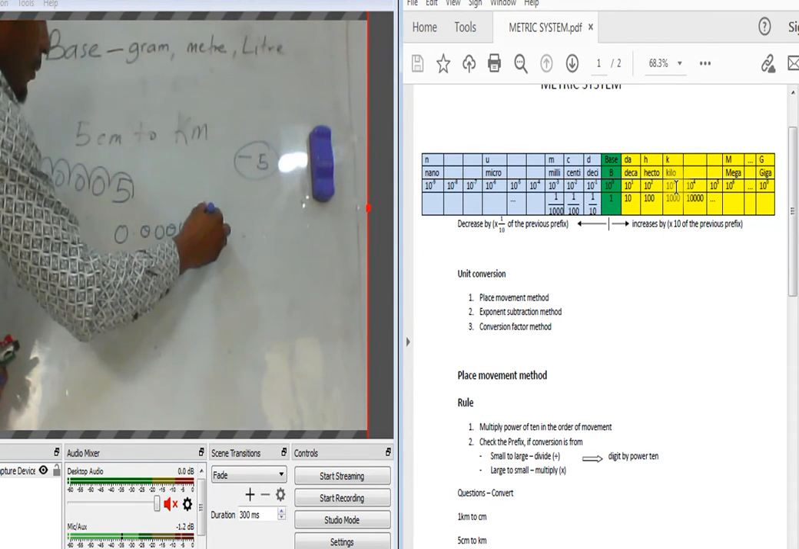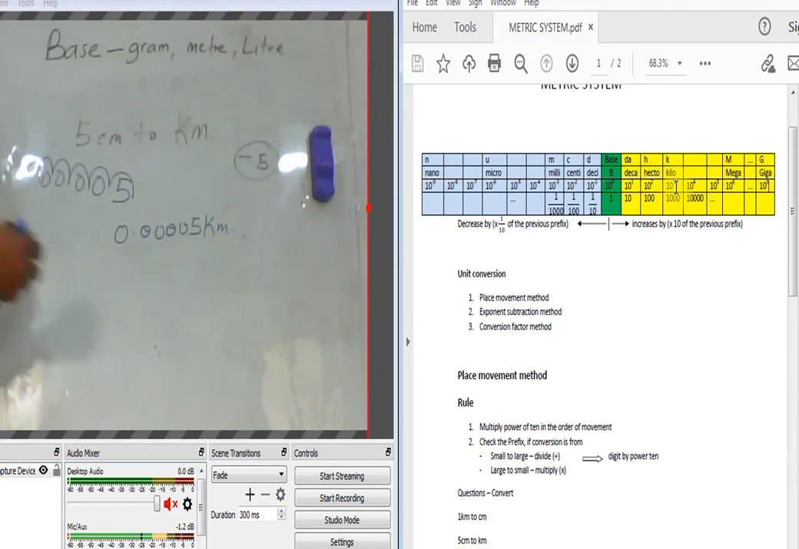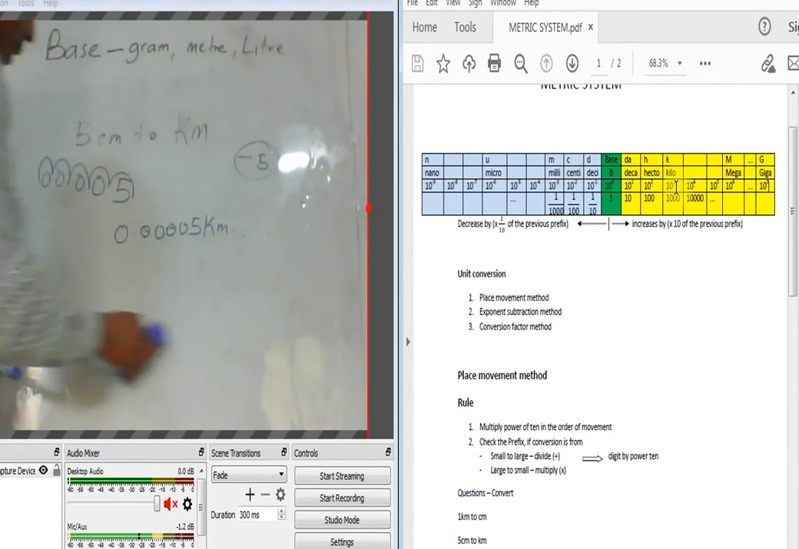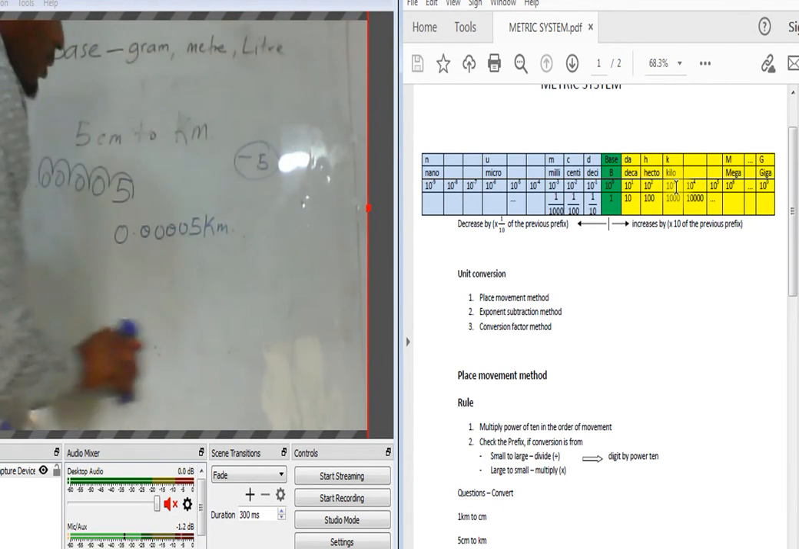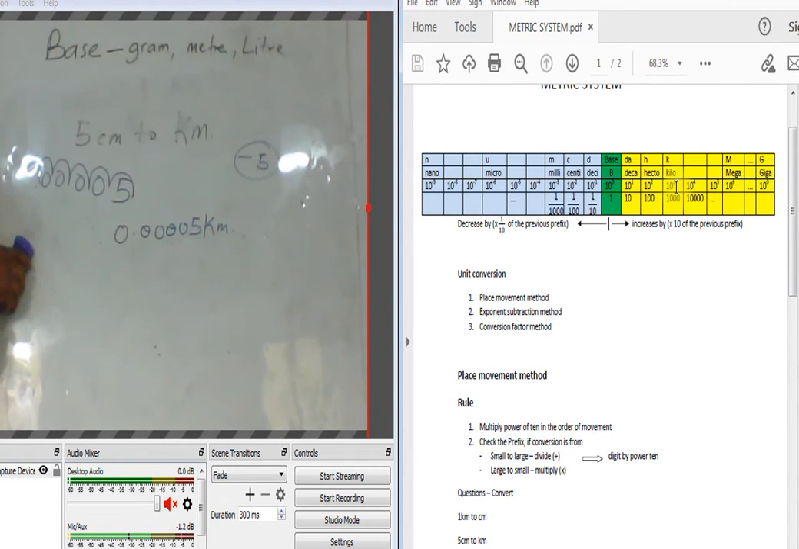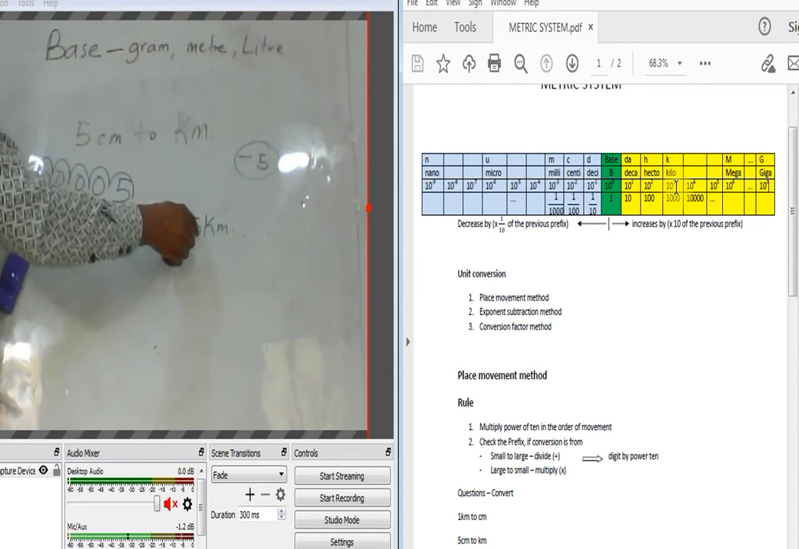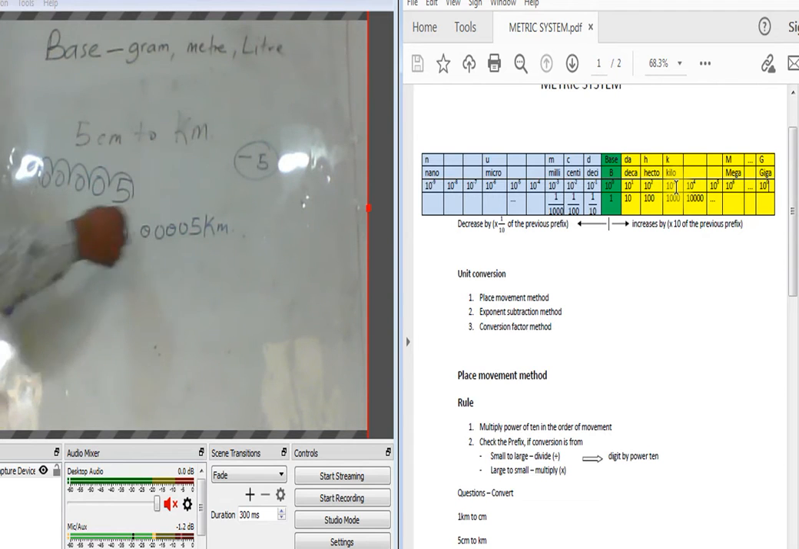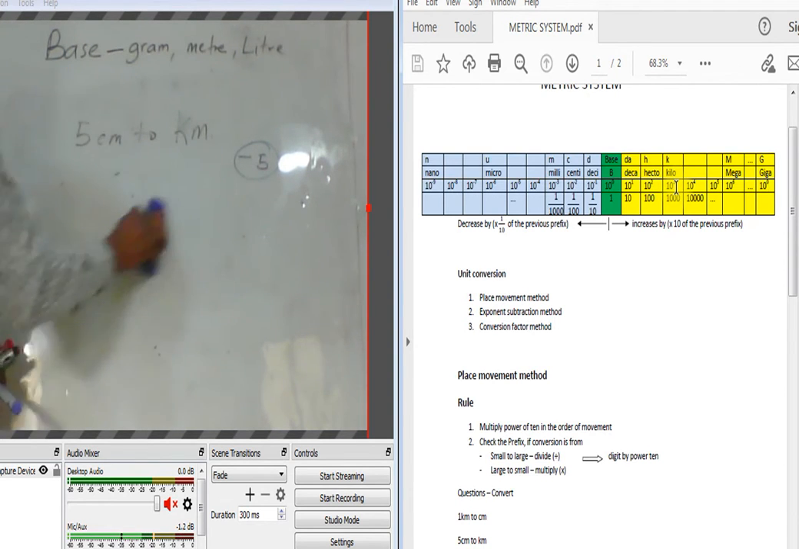So we can say our final answer is 0.00005 kilometer. This is just a quick way of doing it in case you are in an exam condition where you need to save a lot of time. Okay, so we have this as the answer. 1, 2, 3, 4, 5. That's it.